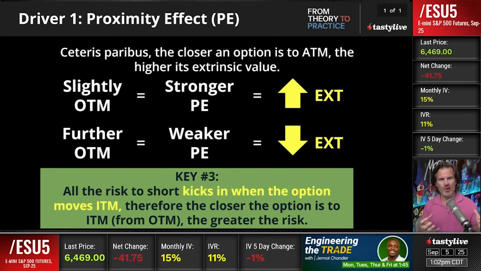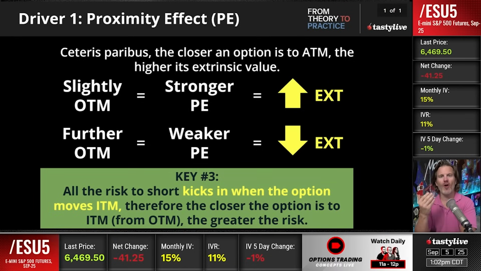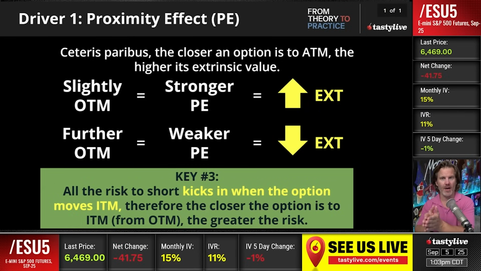The relationship between the stock price and the strike price, that distance, has an incredibly powerful effect on what the extrinsic value is going to be for a given option. Remember, we're premium sellers, high probability premium sellers, so we're going to focus primarily on out of the money options. It makes the most sense to begin our analysis focusing on out of the money options.